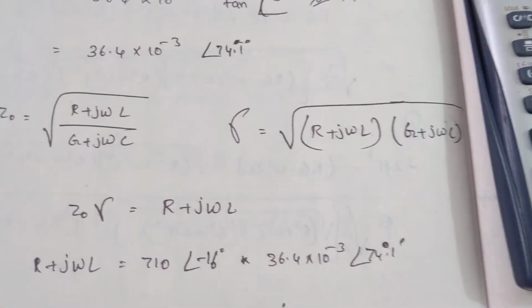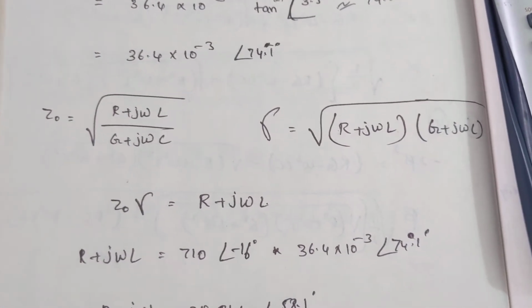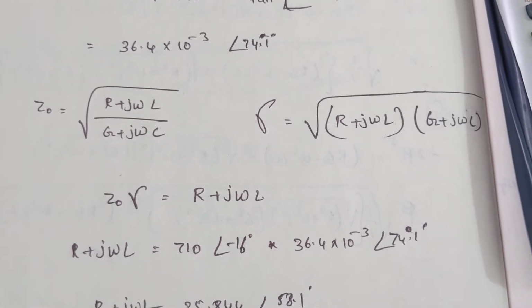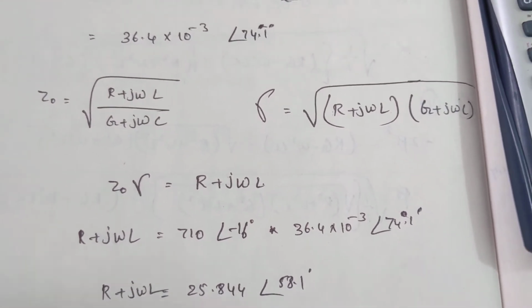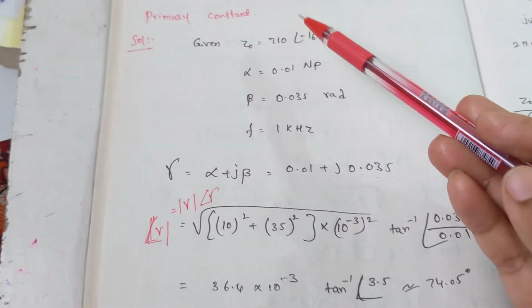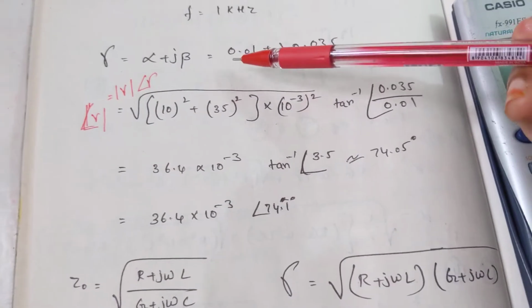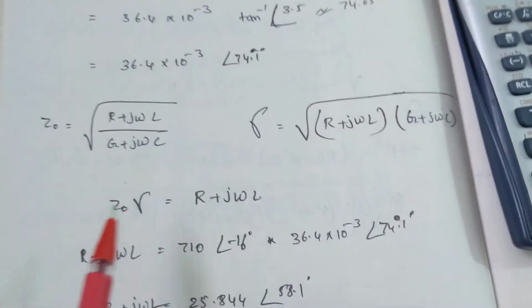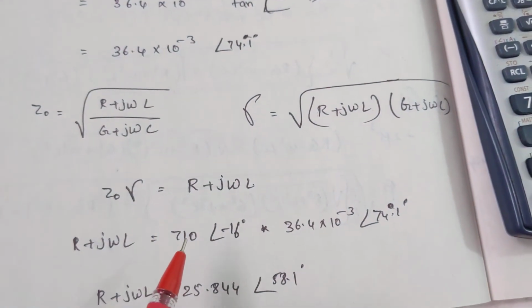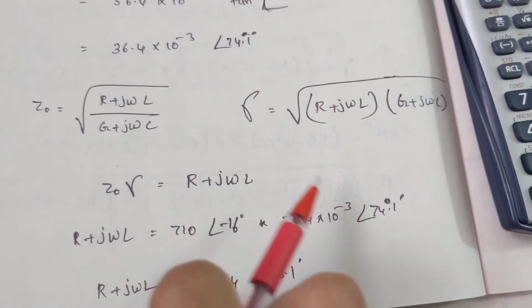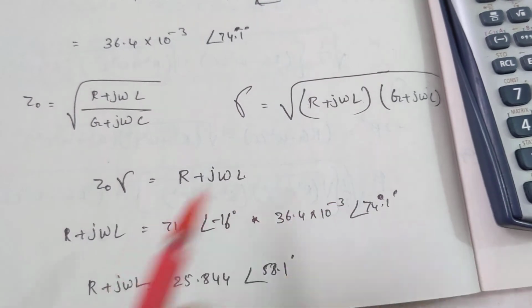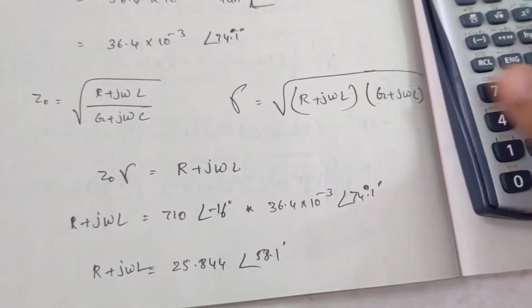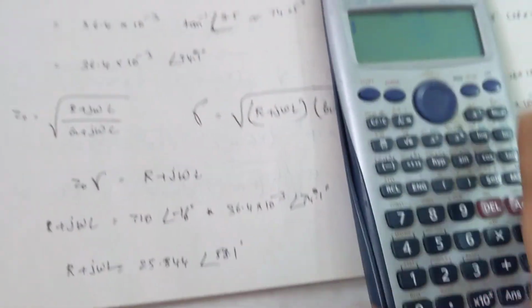So Z naught into gamma, if you multiply these two things, the resultant answer will be equal to R plus j omega L. Why do we multiply these two things? I know what Z naught is and I know what gamma is, so I multiply them and find out what R plus j omega L will be. So R plus j omega L is nothing but the Z naught value multiplied by the gamma value. I already stated these points many times.